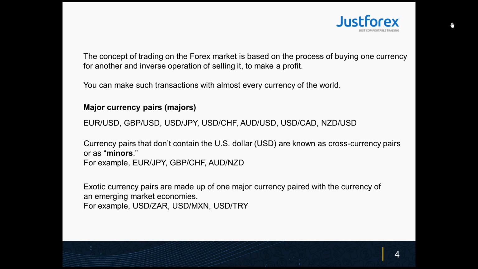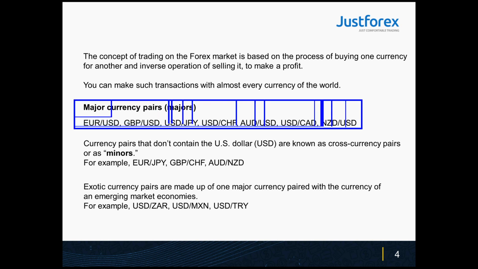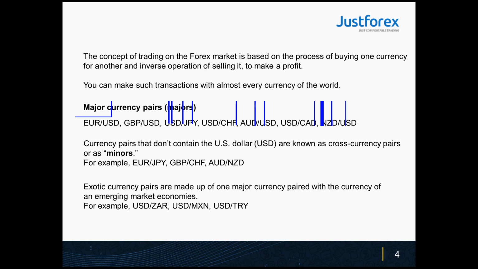So let's start from the major currency pairs. Those are the pairs that are the most tradable pairs in the world. Those are the pairs that are commonly traded by all the traders around the world. Basically, there are 7 currencies: euro, British pound, yen, Swiss franc, Australian dollar, New Zealand dollar, Canadian dollar. Those are the main currencies, and those currencies are highly popular and traded by traders all around the world.